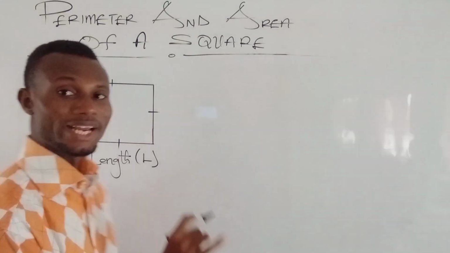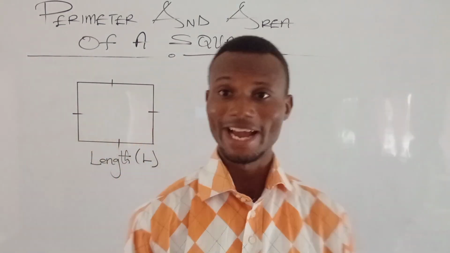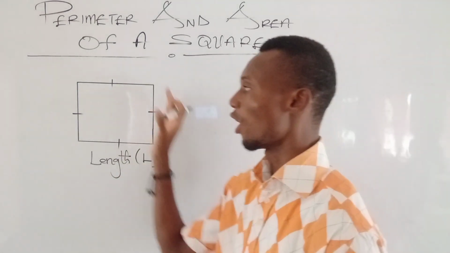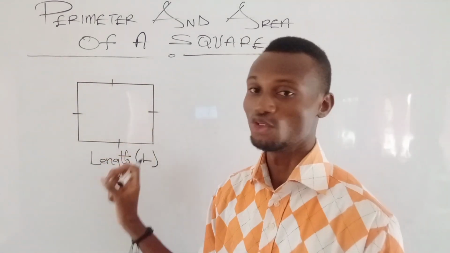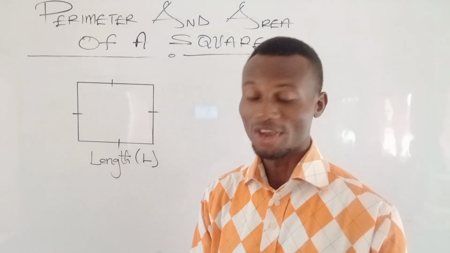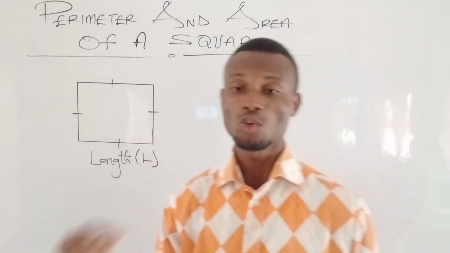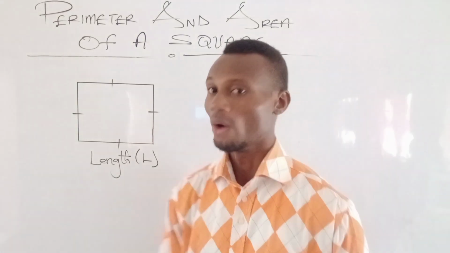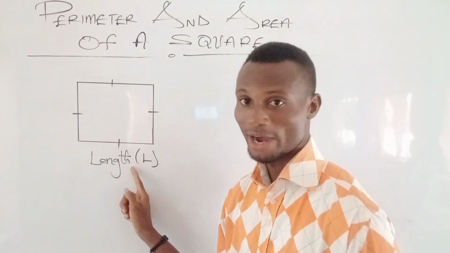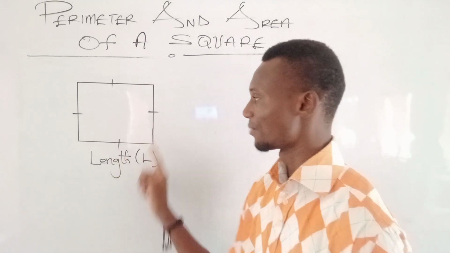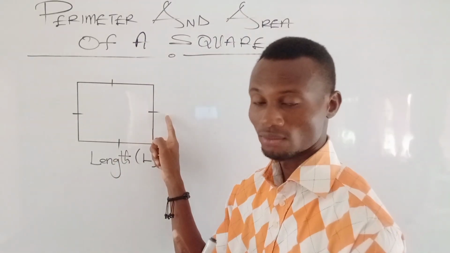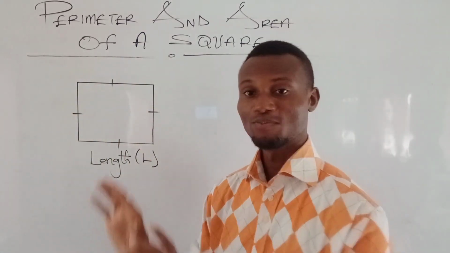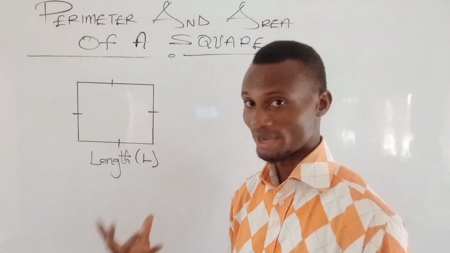Now being a square, it has all sides equal. So if here is length, it means all the other sides are also going to be length, because we've established that a square is a plane figure which has all sides equal. So if this side is L, which is length, then here will also be L, and here will also be length, and here will also be length, because we said a square has all sides equal.